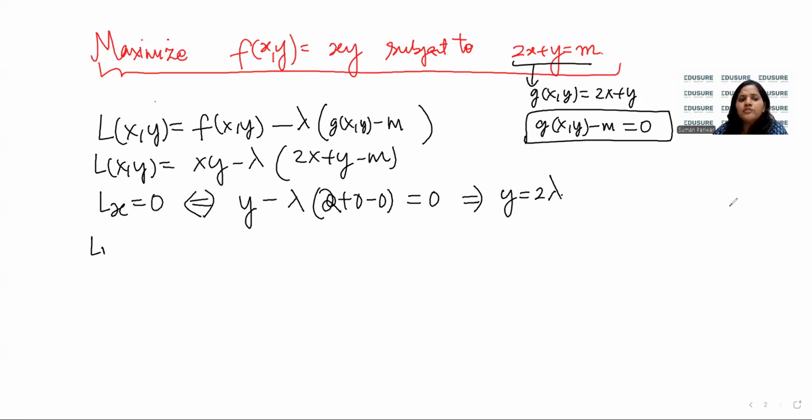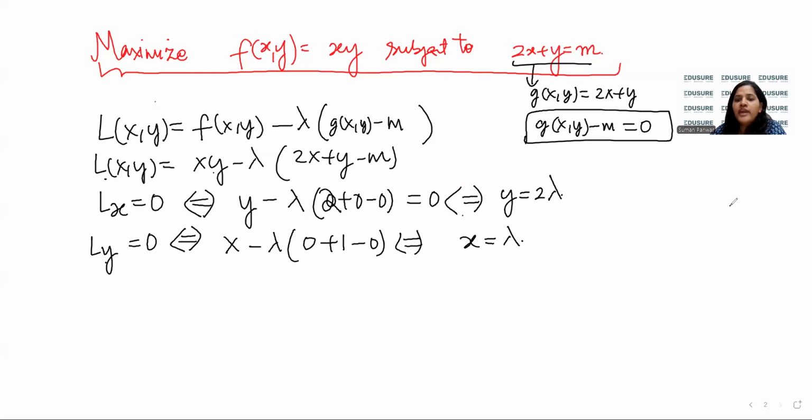Ly equals 0 is equivalent to saying, see, we are calculating the partial derivative of L with respect to y now. So the partial derivative with respect to y of xy will be x, minus lambda times the partial derivative of 2x, which with respect to y will be 0. For y, it is going to be 1. So this would imply that x is equal to lambda. Okay. So we have y equals 2 lambda, x equals lambda.